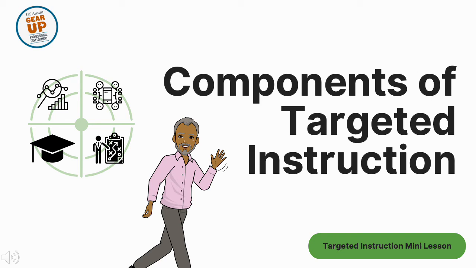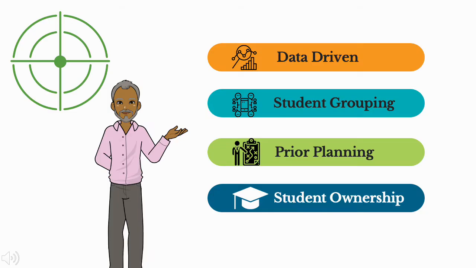To understand how to execute targeted instruction, we first need to understand the components that are critical for success. There are 4 components. First, targeted instruction should be data-driven. Students get grouped based on the data, which requires thoughtful prior planning. Targeted instruction is most powerful when there is student ownership as well.